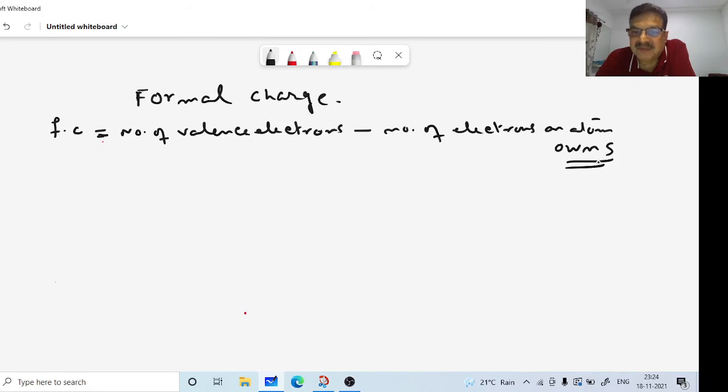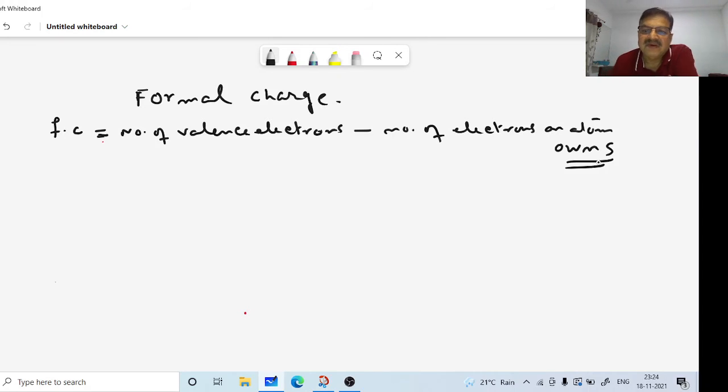Now, the fundamental principle here is that an atom owns all of its unshared electrons. That is a lone pair of electrons. It is the private property of that particular atom. The atom doesn't have to share it with anybody. That lone pair belongs to that atom. An atom owns all of its unshared pair of electrons and half of its shared electrons.